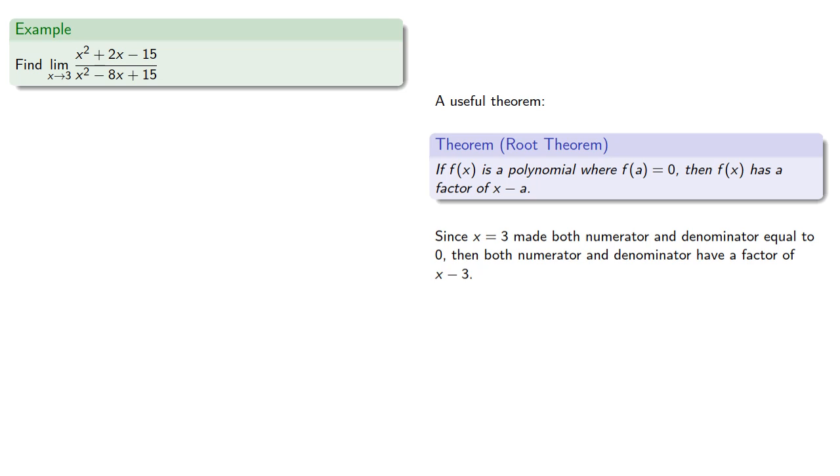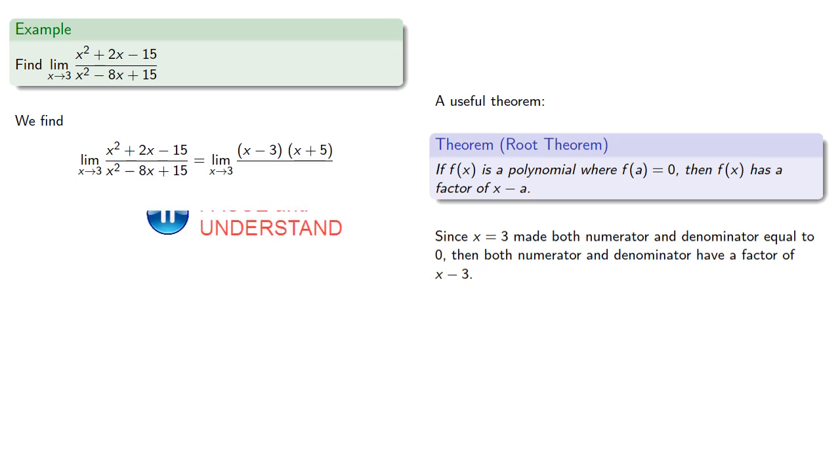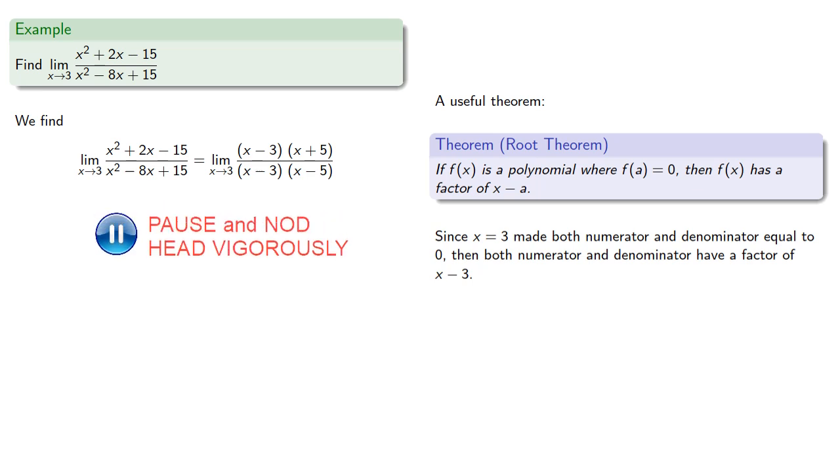And the significance of this is factoring is very hard, so it helps when you know what one of the factors is. So we know that our numerator is x minus 3 times something, and the only something that could possibly be a factor is x plus 5. Similarly, the denominator is x minus 3 times something, and again, the only thing the something could be is x minus 5.